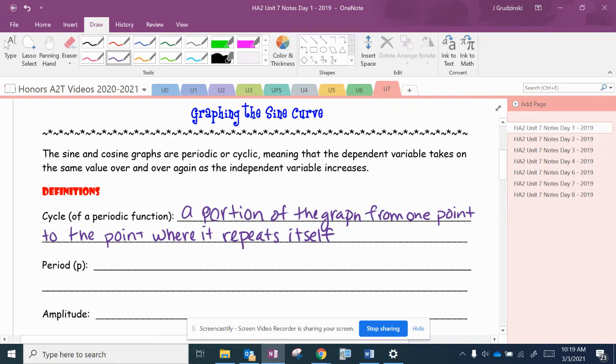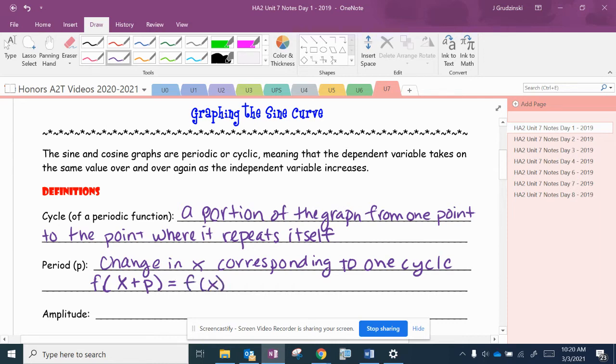And we also have the period. That is the change in x corresponding to one cycle. So if we take an x value and add the period to it, it's the same as if we just found f of x. And that's for all real values of x.